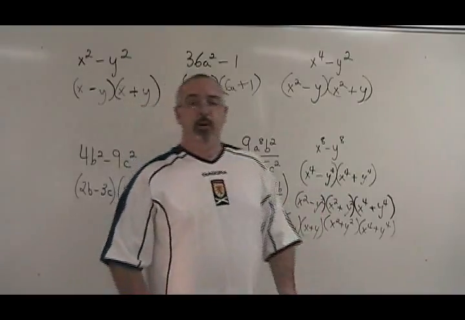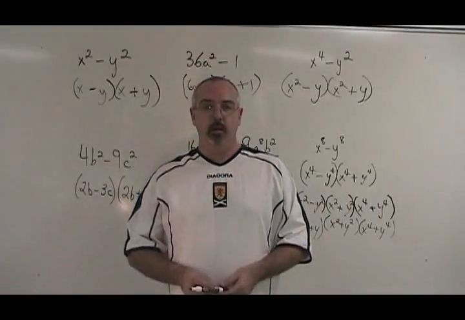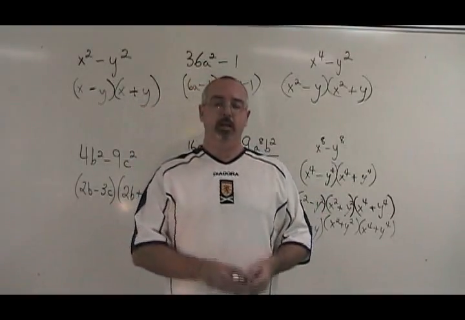This method works for any binomial with a minus sign in the middle where both the first term and the last term are squares.